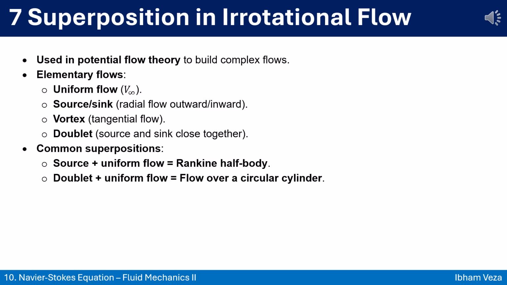By combining these elements, we construct useful models. Add a source to a uniform flow, and you get the Rankine half-body, an idealized shape with a smooth front and a wake. Replace the source with a doublet, and you create flow over a circular cylinder, capturing essential features of bluff body flow without the complexity of solving Navier-Stokes directly.